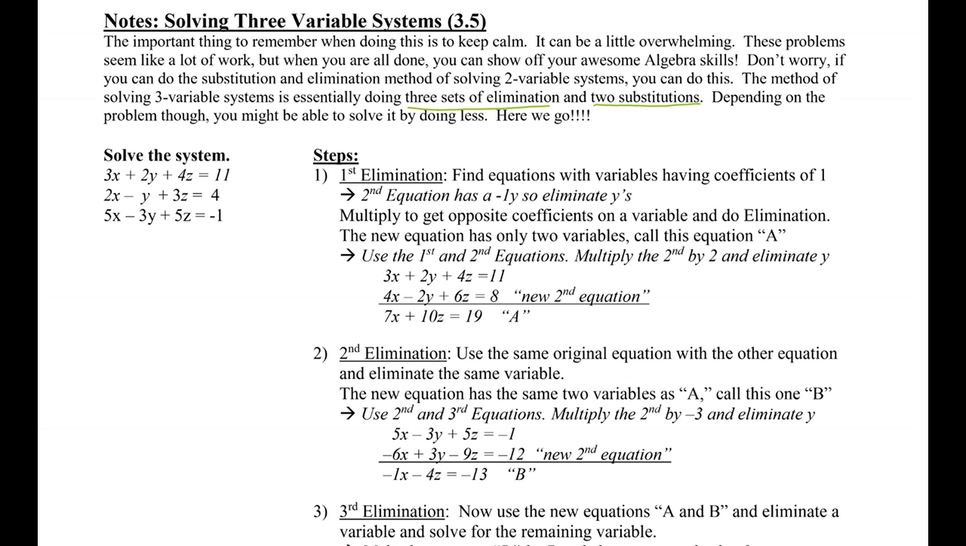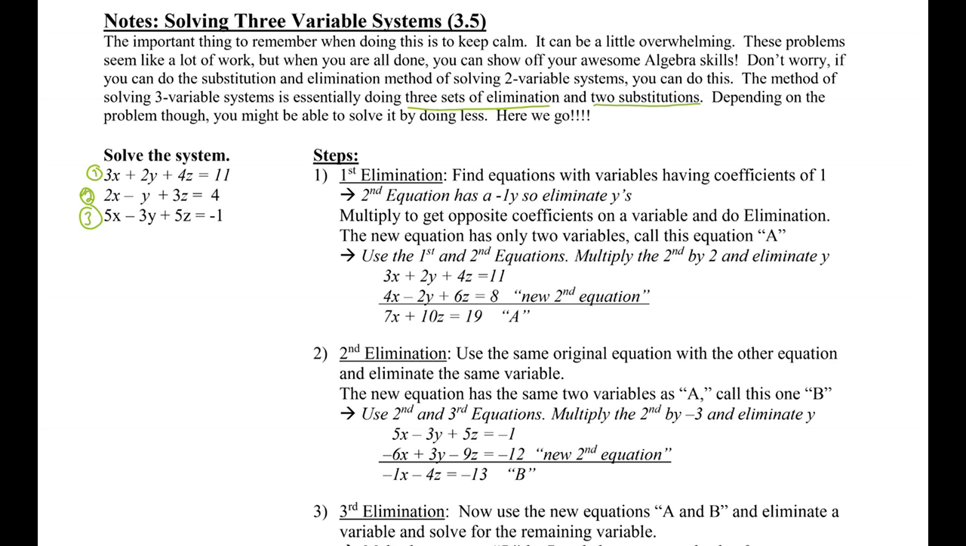So the second equation and the first equation, they're going to use to eliminate y. So here's your equation 1, equation 2, and equation 3. So in order to eliminate the y's, they need to multiply to get opposite coefficients on a variable and do elimination. The new equation has only 2 variables, and they will call this equation A.